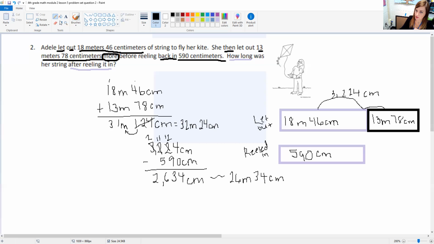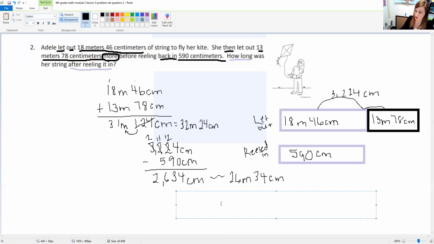Okay, and then I'm going to put in a little box here so we can have our word answer. So we're going to say the string was, and what's our answer? Because we're answering how long was her string after reeling it in. Her string was 26 meters, 34 centimeters after she did what? She reeled it back.